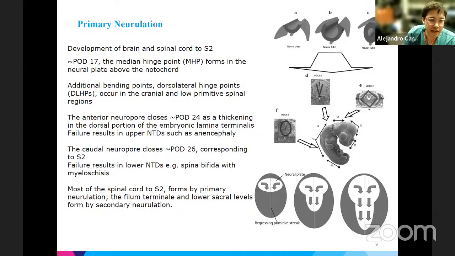This manifests as a thickening in the dorsal portion of the embryonic lamina terminalis. This will essentially form the cranial portion of our CNS, and the anterior neuropore will then form the three primary vesicles that will form the brain, cerebellum, brainstem. The caudal neuropore closes around post-ovulation day 26, and it corresponds to the more distal portion of the CNS at the S2 level. And this is primary neurulation.